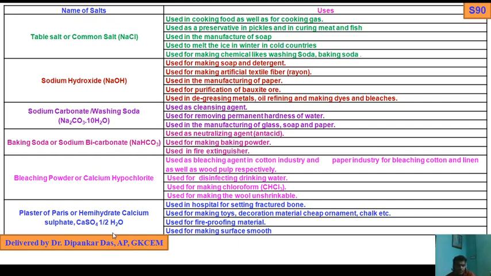So the uses of plaster of Paris: used in hospitals for setting fractured bone, used for making toys, decoration material, cheap ornaments, chalk, etc. Used for fireproofing material, used for making surfaces smooth. So these are the uses of some salts: table salt, sodium hydroxide, sodium bicarbonate, sodium carbonate, bleaching powder and plaster of Paris. Okay.